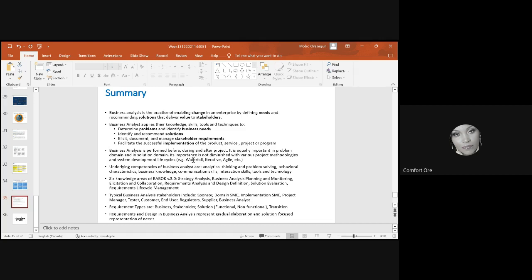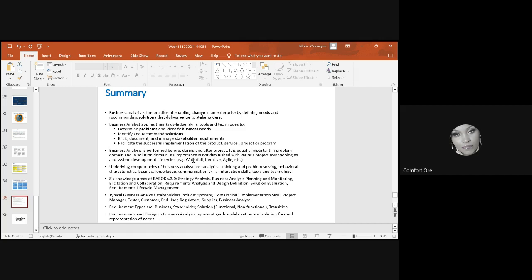Business analysis is performed before, during, and after projects. Business analysis is unending. We don't just perform it before a project, during a project, or after. It's ongoing. We're doing a solution evaluation, then after the solution evaluation, we're planning, eliciting, collaborating with stakeholders, documenting all of our requirements, and managing our stakeholders. So it's unending, is what we're saying.